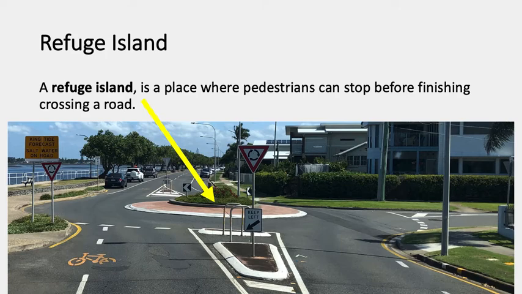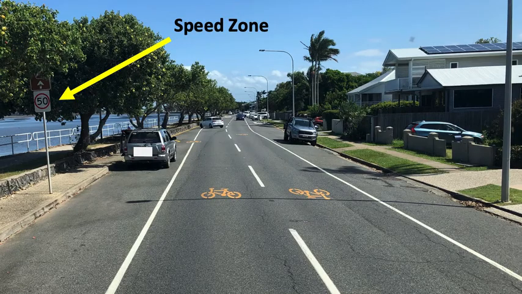Refuge island. A refuge island is a place where pedestrians can stop before finishing crossing a road. Speed zone. There's a 50 sign on the left side of the road on this slide.